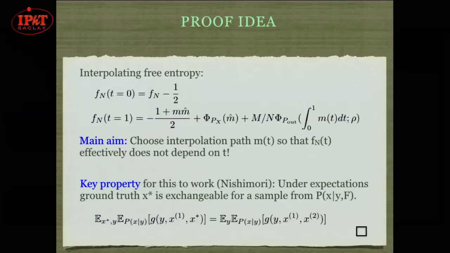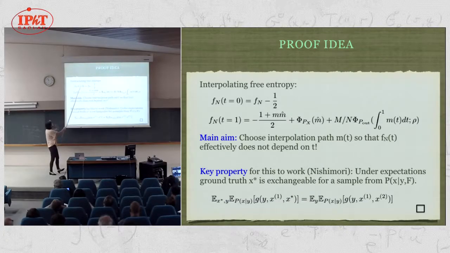So with that in mind, we realize immediately that at t equals 1, we know what the free entropy is. At t equals 0, that's what we want to get.